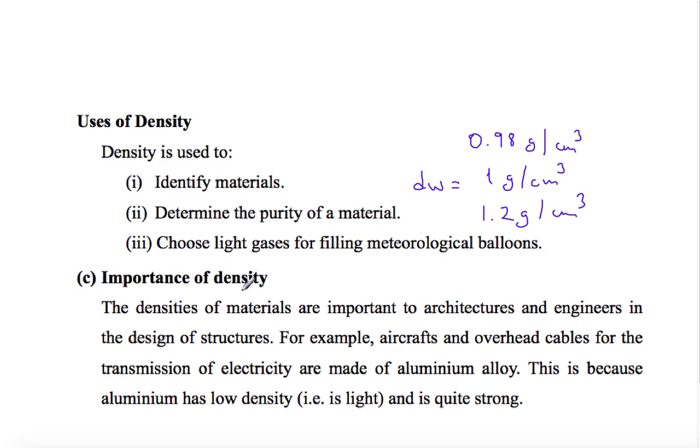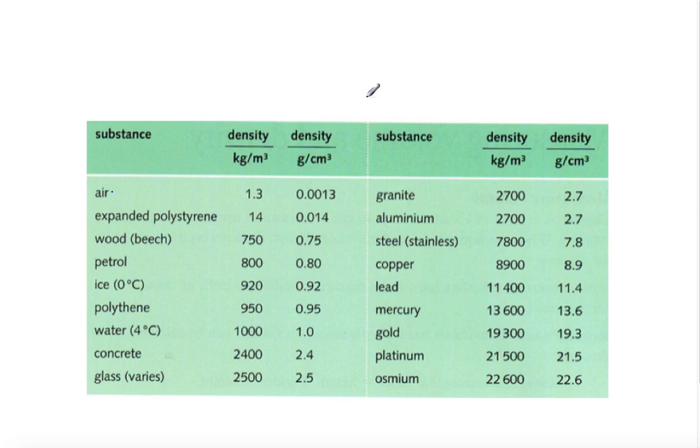What is the importance of density? The density of materials is important to architects and engineers in the design of structures. For example, aircraft and overhead cables for the transmission of electricity are made of aluminum alloy. This is because aluminum has low density and it is quite strong. So here is a table and we can compare the density of materials.